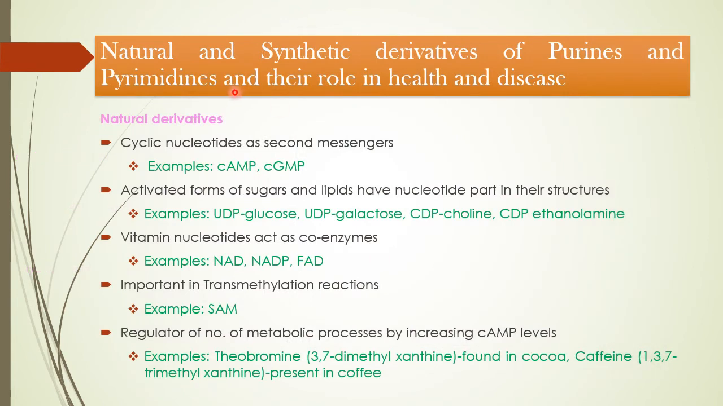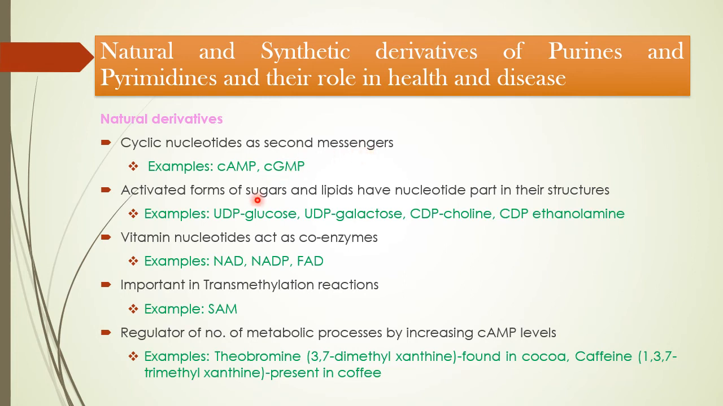Last part of today's lecture is focused on studying some natural and synthetic analogues or derivatives that can be obtained from purines and pyrimidines and their significance or importance in health and disease. So first are some natural derivatives. As you know, cyclic AMP and cyclic GMP are important cyclic nucleotides which are involved in signal transduction cascades. They act as second messengers and they mediate several cellular responses in the body.